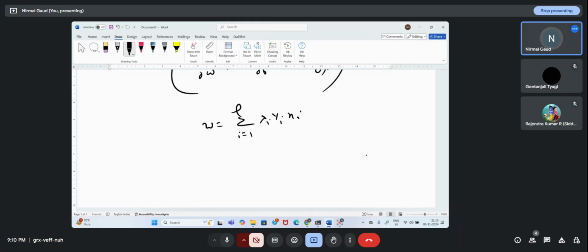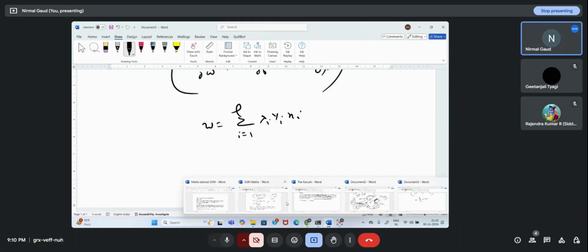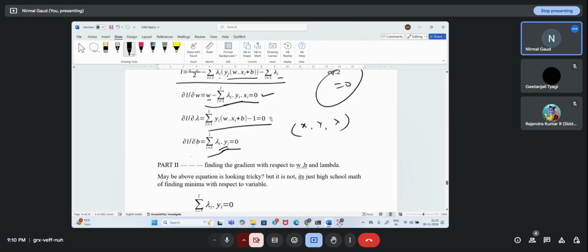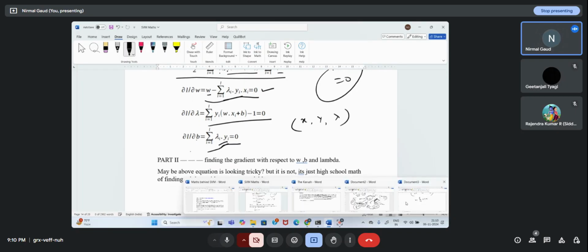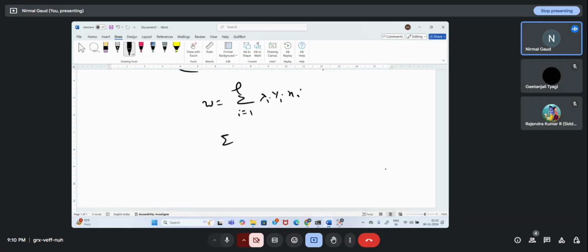But in order to find W, I should know lambda i. Okay, what's next? Next I have summation lambda i yi equal to 0. I can use this ahead.